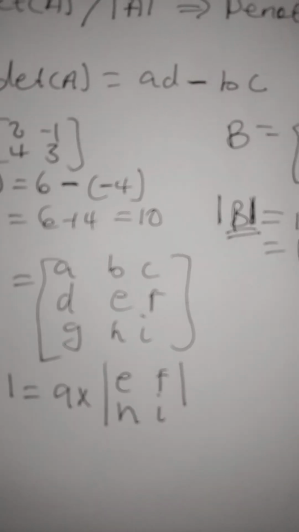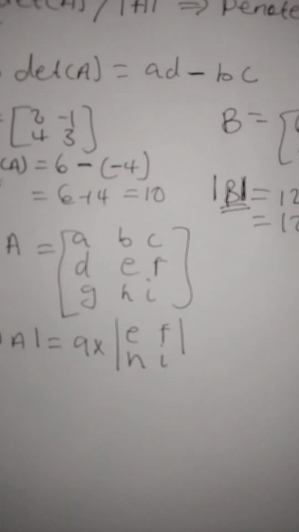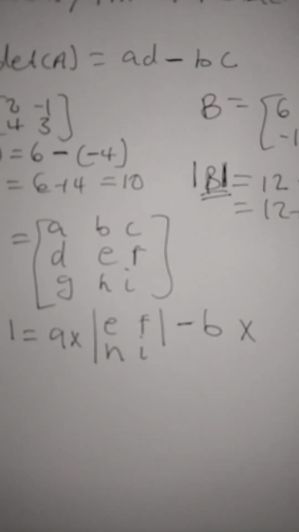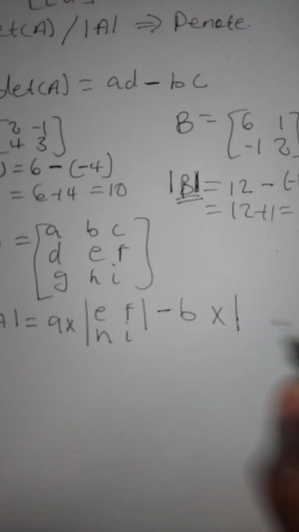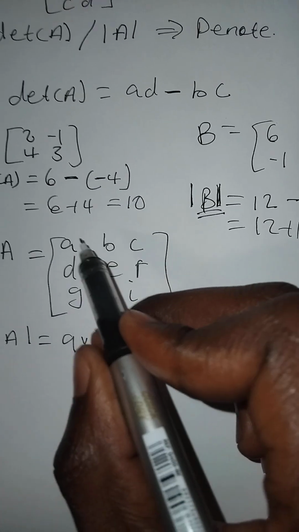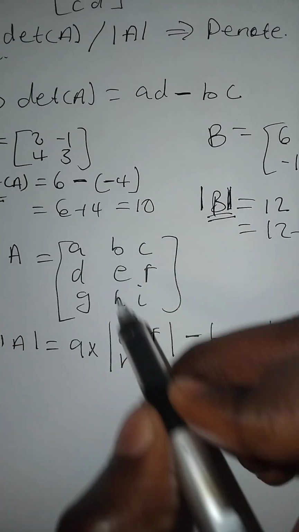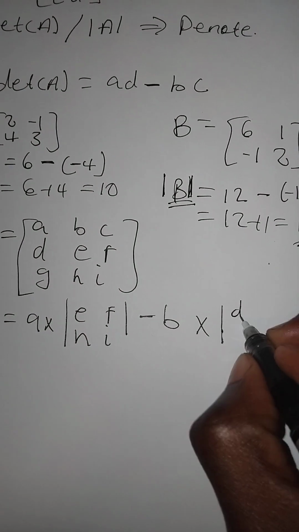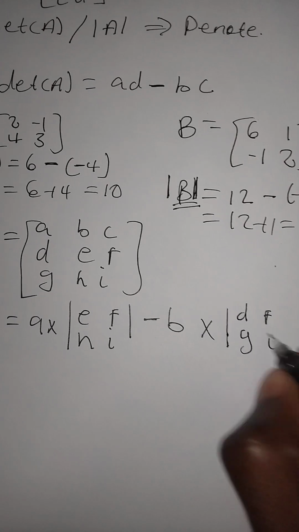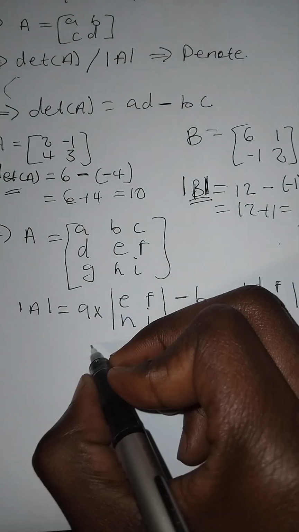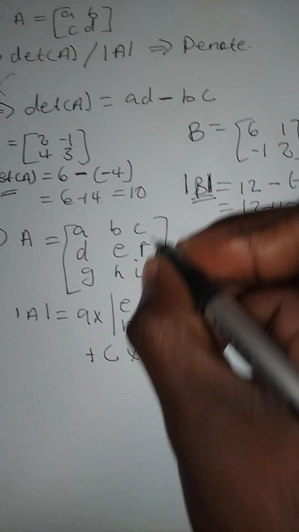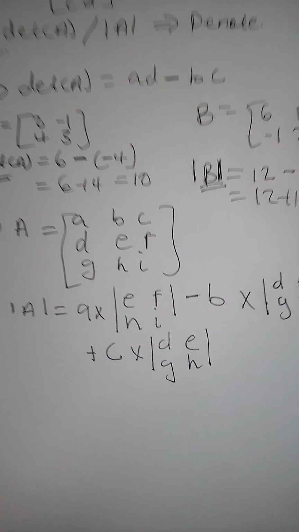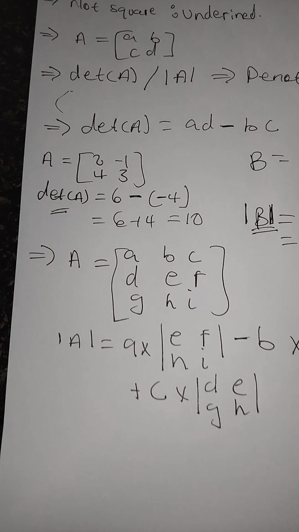Then minus b multiplied by, we cancel the respective row and column. So we're canceling this and that, and remain with d, f, g, i. So it's going to be d, f, g, i, like that. Then plus c multiplied by, we cancel this and that, so you remain with d, e, g, h, just like that. So that is how you find the determinant of a 3 by 3.